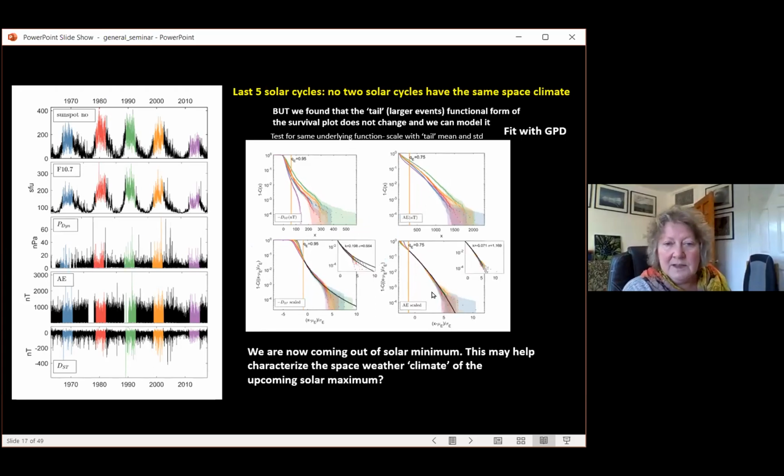And then of course, if you do that, you could say we can model it. This is an attempt to fit a distribution, a GPD, generalized Pareto distribution. And so now we've got a function. If we knew roughly how active any cycle is going to be, just the mean and standard deviation of values, we know what the full distribution is going to do. So it's useful, but it's also interesting as to why it's so, and I'll say a bit more about that.